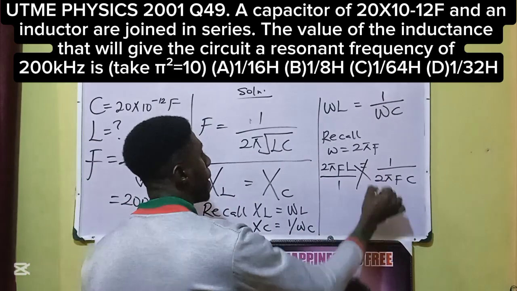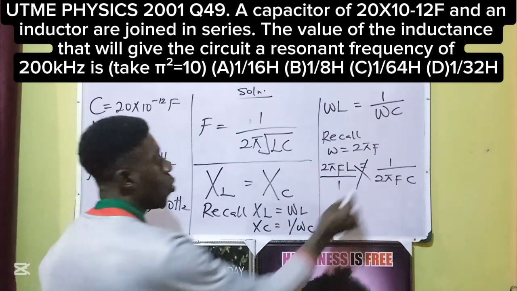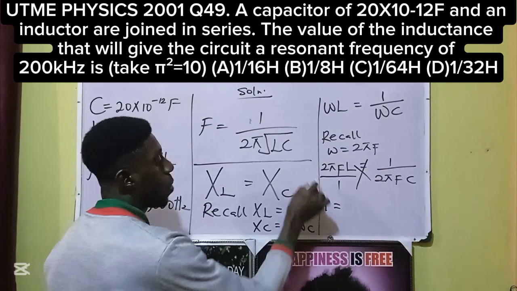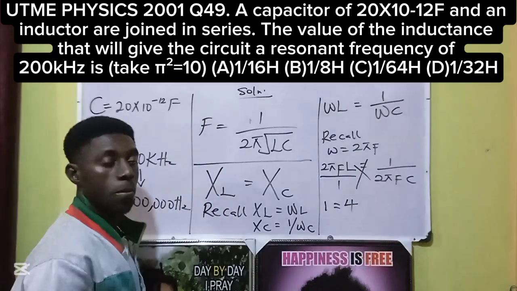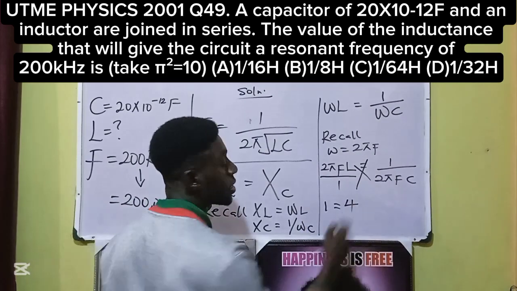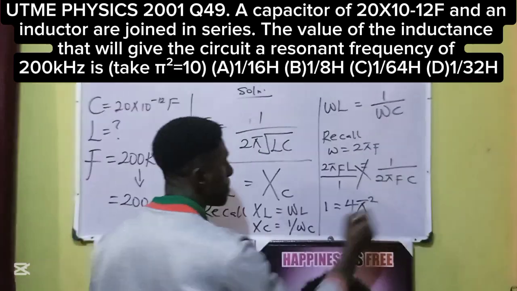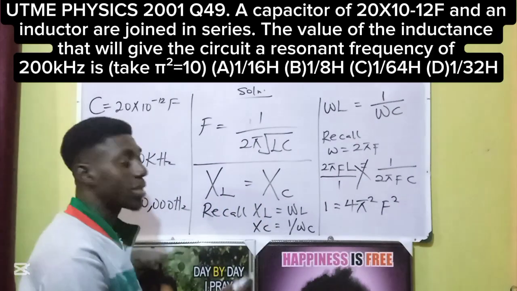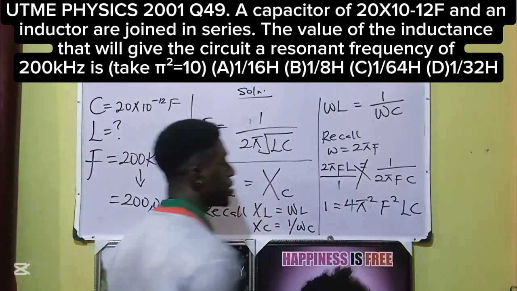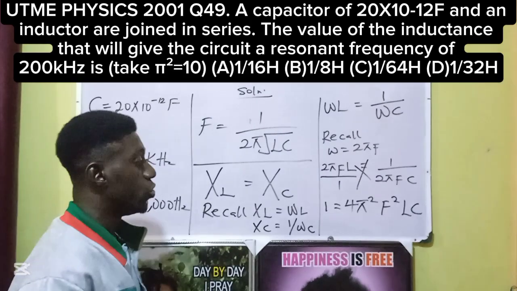We'll continue, this over 1. Cross and multiply. Mathematically, 1 times 1 is 1. Then multiply every other thing there. 2 times 2, 4. Pi times pi, pi squared. F times F, F squared. L times C, LC.